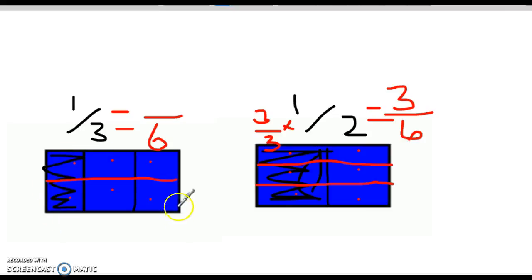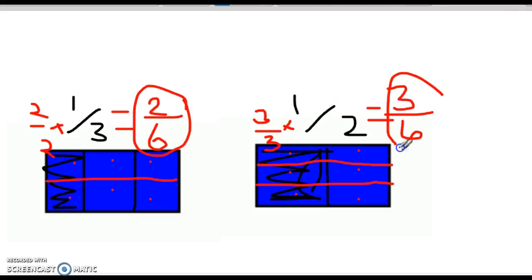Over here, I doubled the number of pieces I have. And by doubling the number of pieces, 2 times 3 is 6. I would also double the number of shaded pieces. 2 times 1 is 2. So really another way I can name these fractions is 2/6 and 3/6. If I put them together, I would have 1, 2, 3, 4, 5 pieces. And all 5 of those pieces are out of 6 pieces that make a whole. So putting these two fractions together would be 5/6.